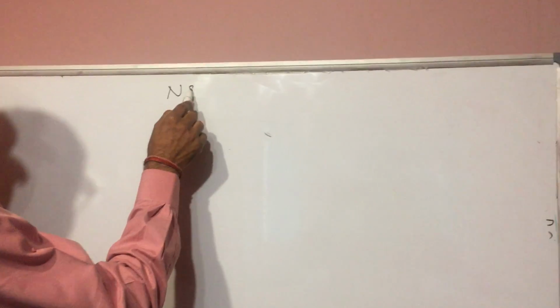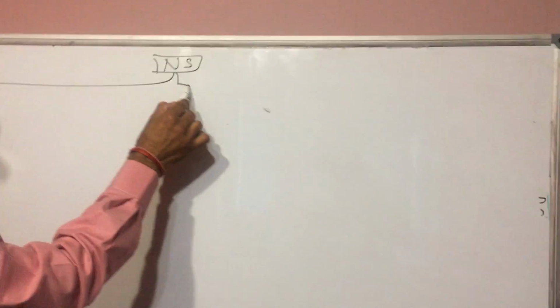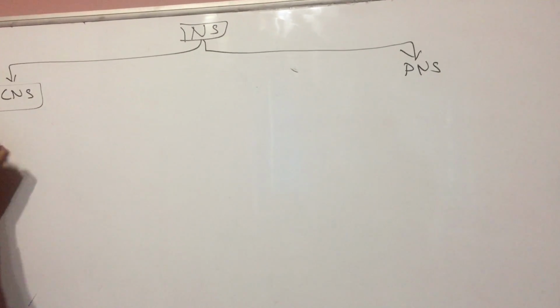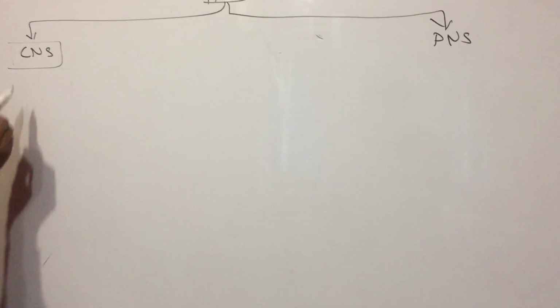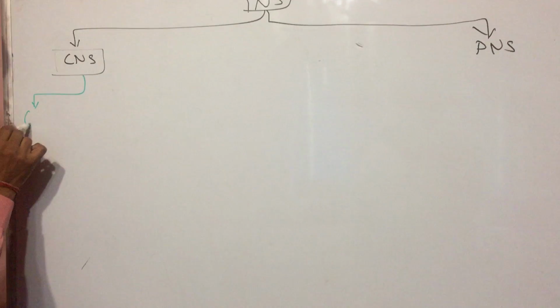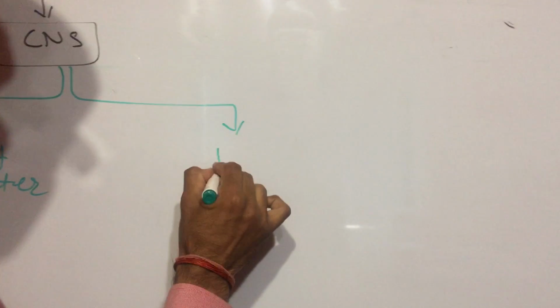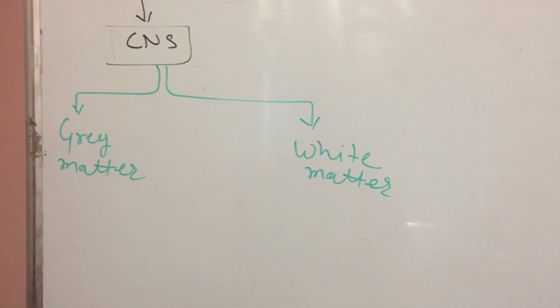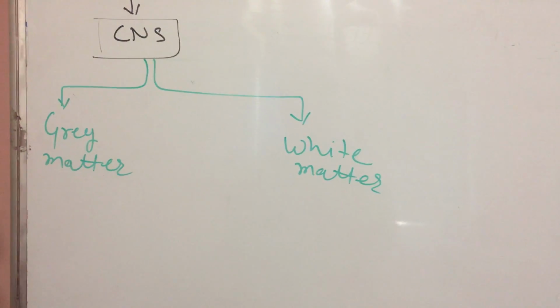So the nervous system is made up of two types, everybody knows, CNS and peripheral nervous system, PNS. The CNS is made of two types of matter, that is the gray matter and the white matter. Okay, gray matter. So we have one example, okay, I am using one example.